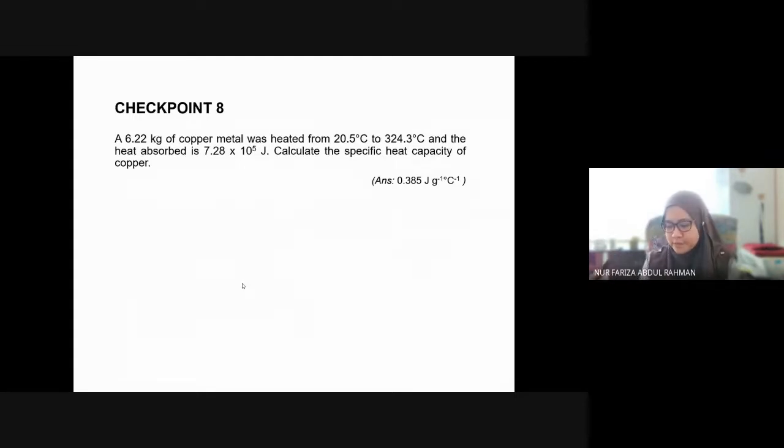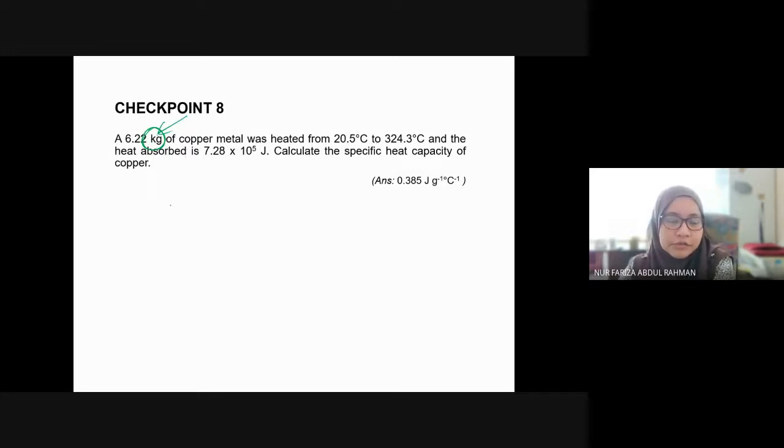Okay, let's go. We can't take too long because I am targeting to reach the calorimeter. Okay, Checkpoint 8, 6.22 kilogram. You see kilogram here, and then degree Celsius. Calculate the specific heat capacity of copper. Normally for specific heat capacity, we go for gram, but it is actually not wrong in kilogram. By definition it should be for 1 gram, right? But it can be changed. By definition, it's supposed to be 1 gram. So by right, you have to change this into gram.